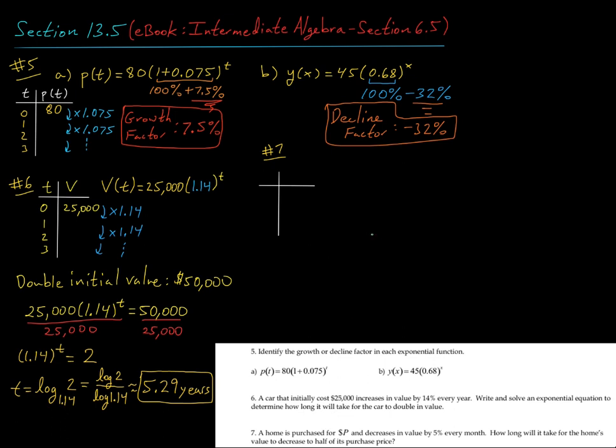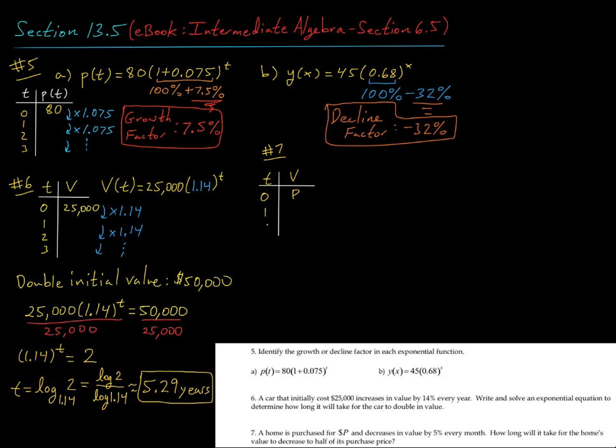Cool. All right, 7. A home is purchased for P dollars and decreases in value by 5% every month. How long will it take for the home's value to decrease to half of its purchase price? All right, so now we're looking at, say, t here is the number of years, and then I'll just call this the value of the home. And the thing we're not given, at least as a numerical value, is this initial price, right? The purchase price. So I'm going to call that just P dollars.